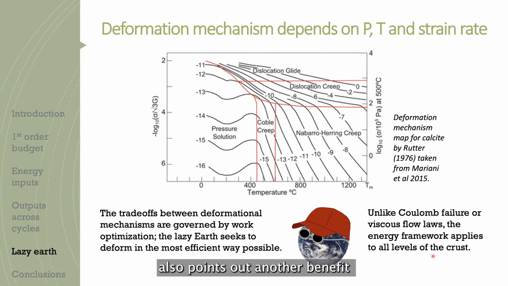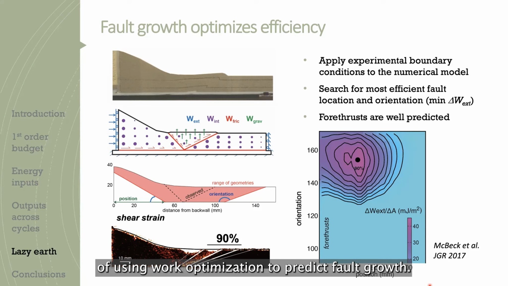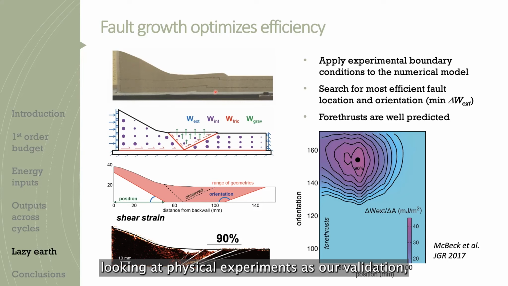The deformation map also points out another benefit of the work budget framework. Unlike Coulomb failure or viscous flow laws, the energy framework applies to all levels of the crust. I'll now highlight two examples of using work optimization to predict fault growth. So in this, once again, looking at physical experiments as our validation, McBeck devised a numerical model that would query the location and the orientation of incipient faulting.